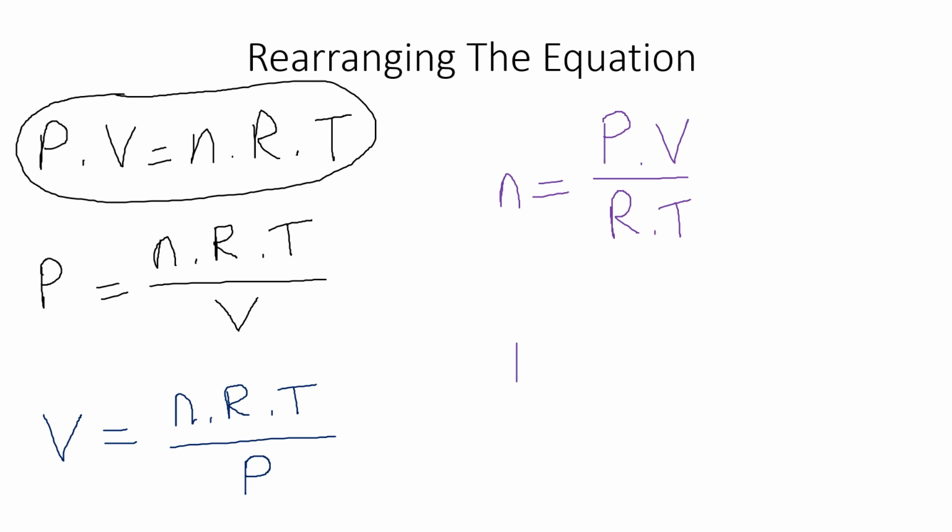And then the other scenario that you might encounter is temperature. Well, here you divide both sides of the equation by n times R, so you'd end up with P times V over n times R. So it's really important that you not only know the equation, but you're confident in how to rearrange it. So let's look at some examples of how to use this based on past papers.